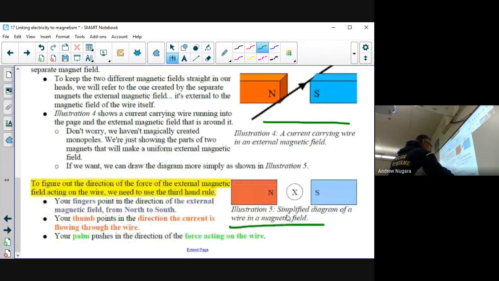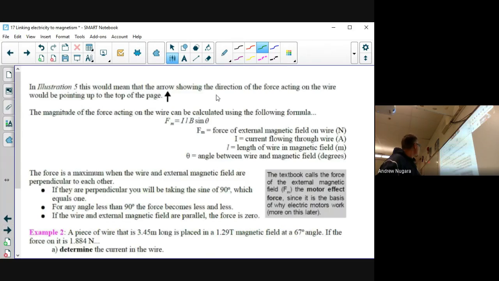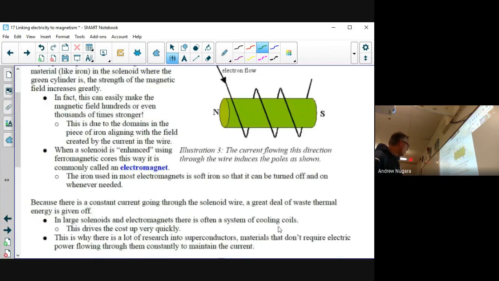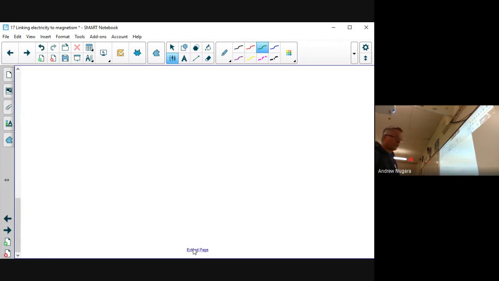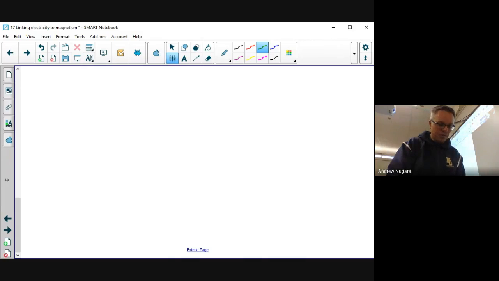The wire is going into the board. So thumb into the board, magnetic field from north to south, so that way, and my palm is pointing up. So therefore, the magnetic force on this wire is going to be up. So the wire is going to want to be pushed up. Okie dokie. That's the basics of it. Oh, and we're going to have to make up a whole bunch of examples here because that's not sufficient. So let's do a bunch of examples on the third hand rule.